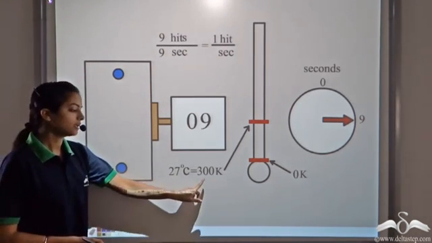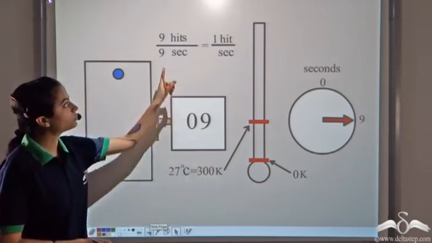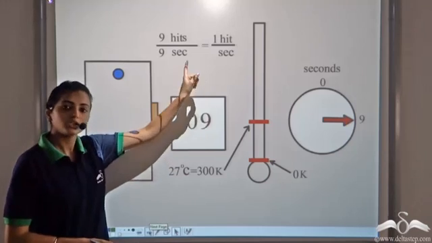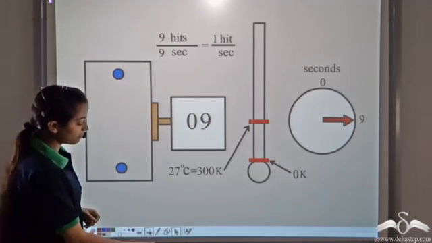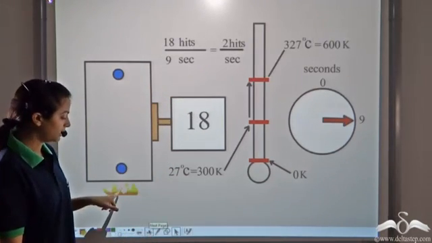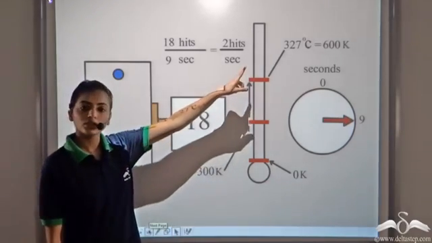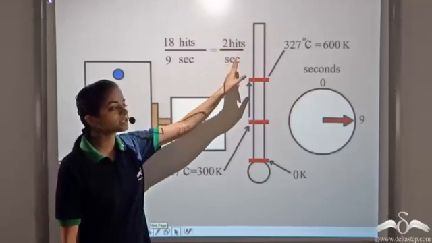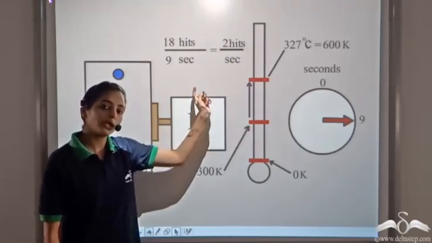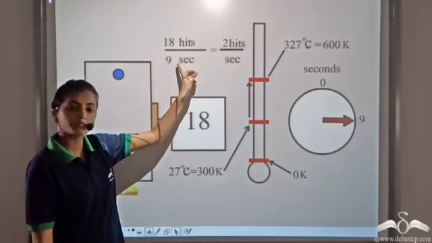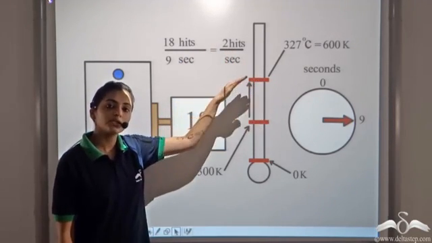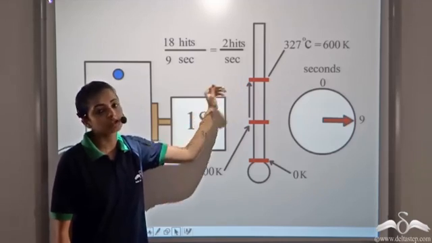So let's compare again. When the temperature was 300 Kelvin, we got 9 hits in 9 seconds. That means 1 hit per second. When the temperature was doubled by heating it, we have 600 Kelvin. As the temperature was doubled, the number of hits per second also doubled. So from 1 hit per second, now we have 18 hits per 9 seconds, which means 2 hits per second. So as the temperature doubles, the number of hits per time also doubles.